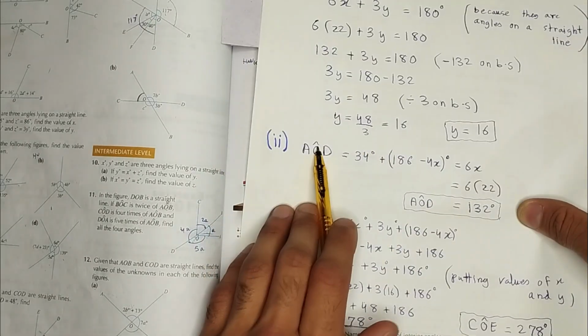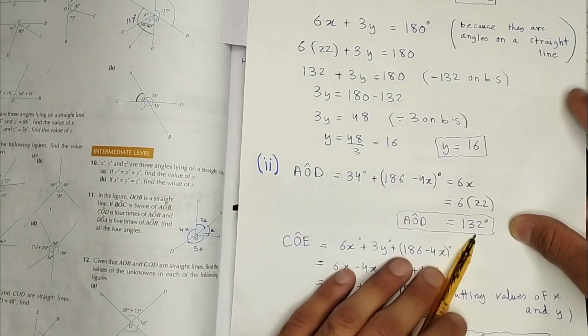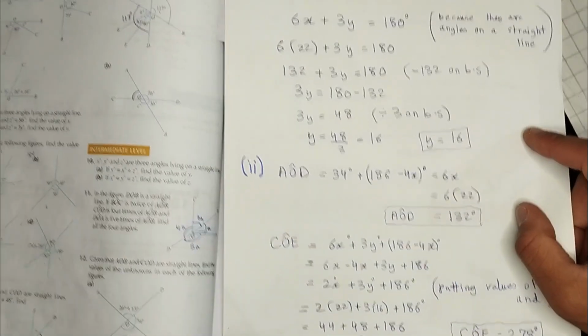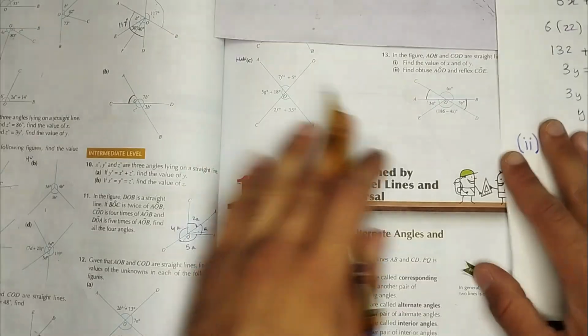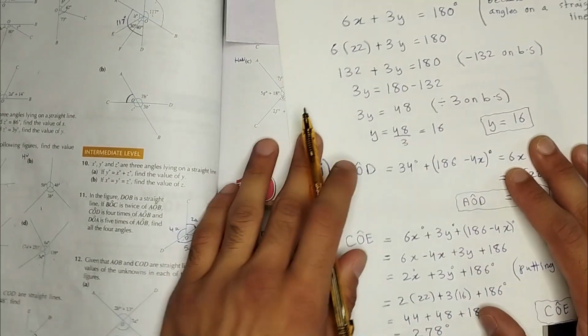Okay, I basically used this. Since AOD is equal to this, and since this is equal to 6x, that's why I'm just going to put the value of x in this small term to find the value of AOD. Okay, you can also find the value of AOD by just putting the value of x here. Still would be the same.